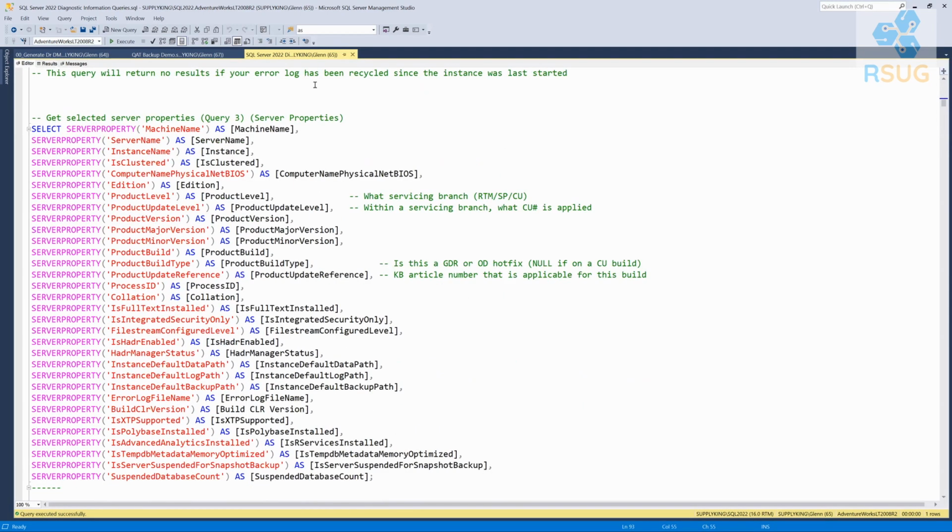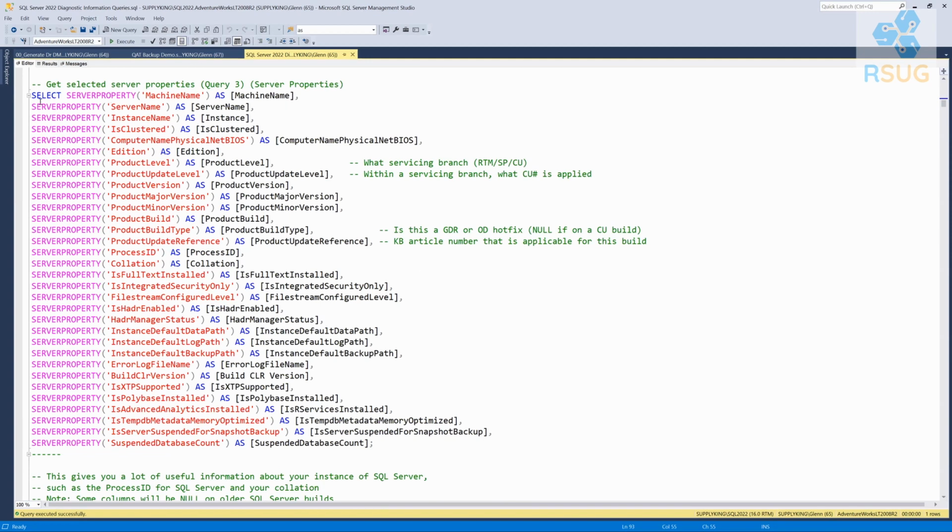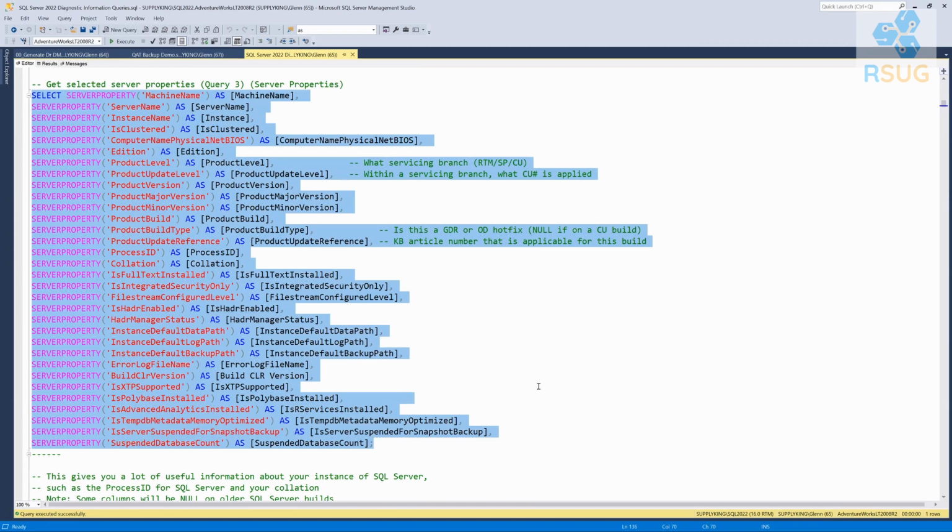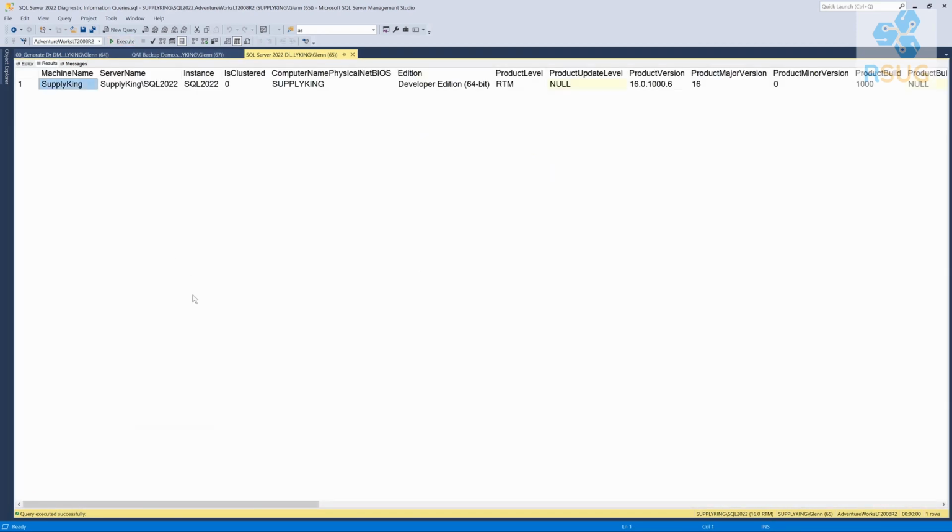The next one in the set is looking at server properties. This is just calling the server property function multiple times with different parameters. This tells you a lot of useful information about your instance.